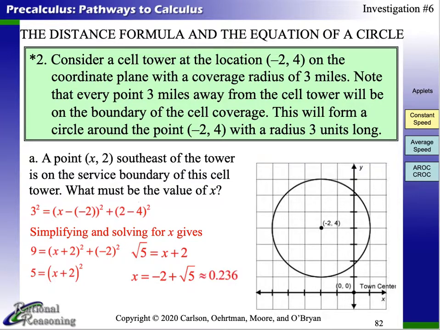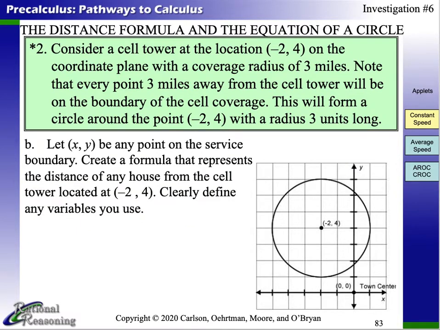Which is 0.236, and that looks about right. It's less than 1. It's about a quarter of the way, and that graphically is looking about right. So now we've got this same cell tower 3 miles away.